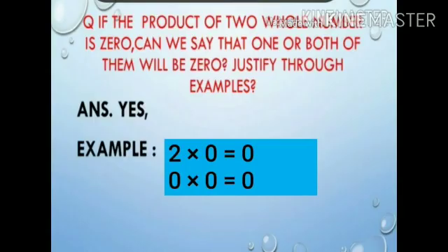Here is a question: if the product of two whole numbers is 0, can we say that one or both of them will be 0? Justify through examples. Okay, so let's take an example. When we multiply any number with 0, then we get the result 0. If we take two numbers, means 0 and 0, then also we will get 0. So when we multiply 0 with any number, we will get the answer 0.